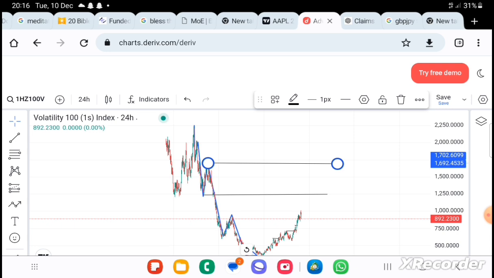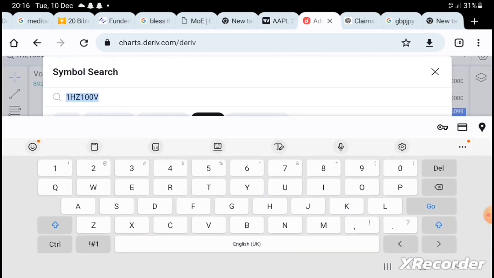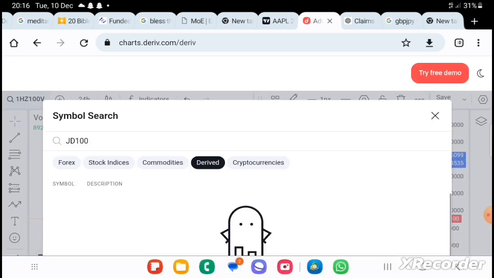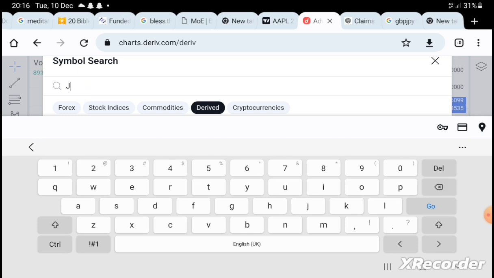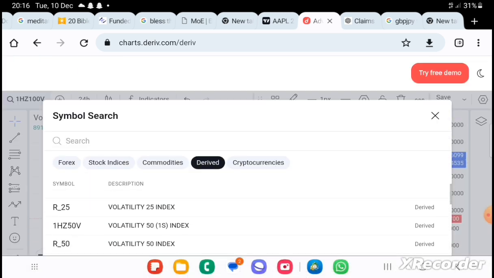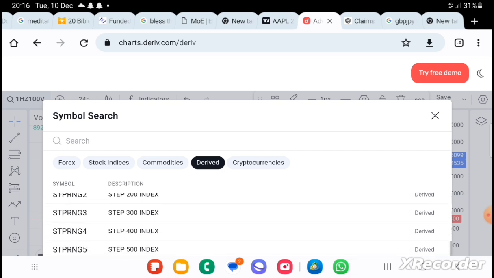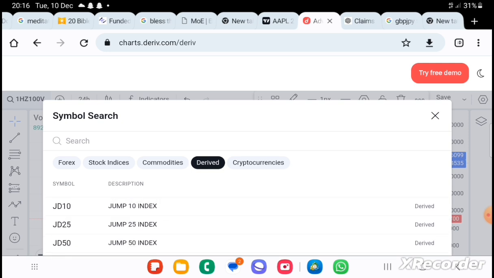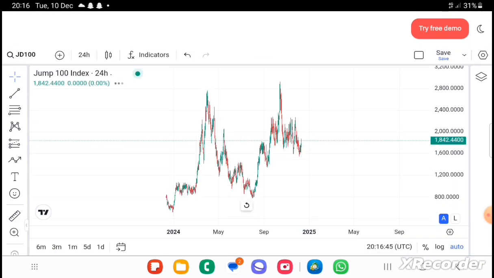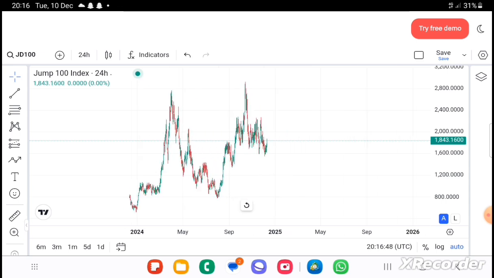And then let me see whether I can do Jump 100, because Jump 100 looks interesting as well. I think JD 100. Okay, so it's not showing. So basically, these are what you want to look out for. I just wanted to quickly do Jump 100.